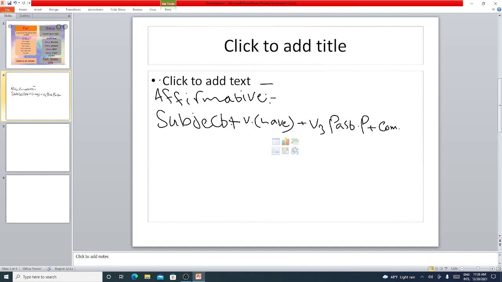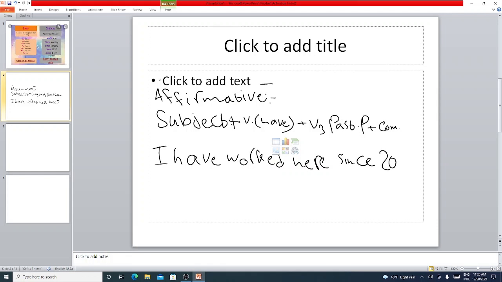Let's take an example. I have worked here since 2019. Now notice this is an unfinished action because I'm still working here up to date.